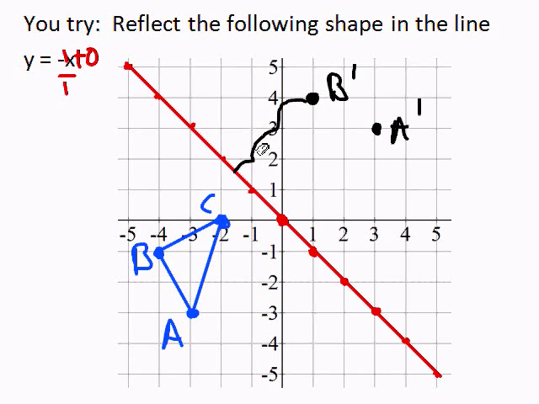Now I can go ahead and find my C prime, which notice is 1 away. So I'm going to go 1 away on the other side, giving me C prime. And then I connect my dots to find my reflected image. And there you go, we reflected ABC over the line y equals negative x. Got a couple more examples with different types of lines, and that's it.